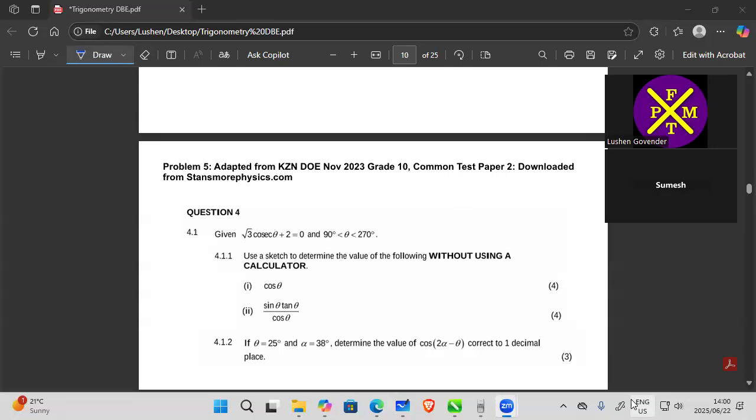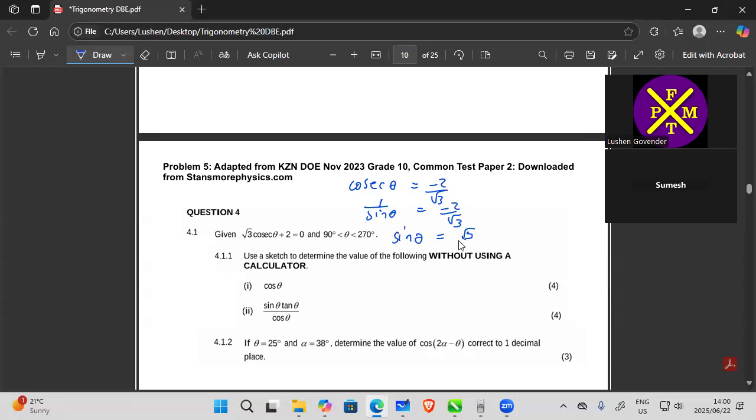Straightforward. So we'll say, okay, cosec of theta is equal to minus 2 over root 3, right? But cosec of theta is what? 1 over sine of theta is equal to minus 2 over root 3. If I make sine of theta the subject of the formula, I'll get root 3 over minus 2. So it's the same as saying swap the numerator and the denominator here.